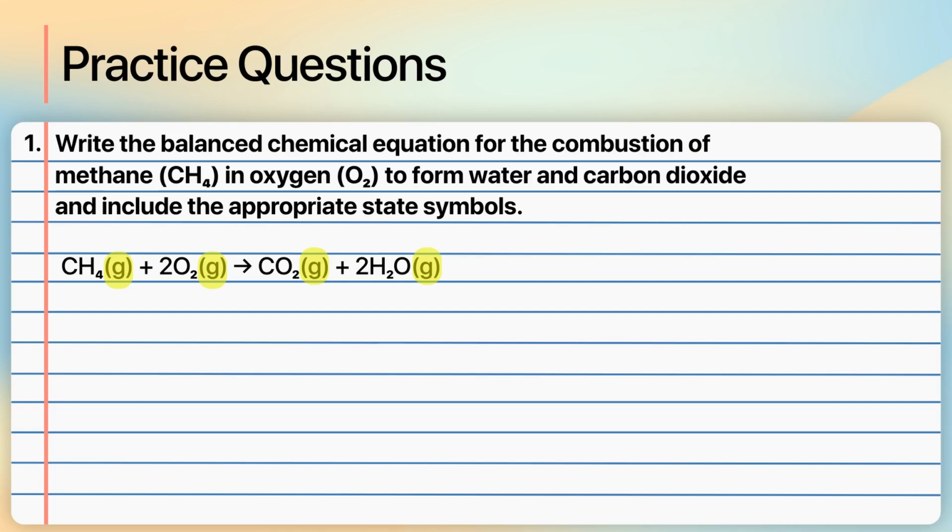If you're not sure why there is a 2 in front of the O2 and H2O in this case, then make sure to revisit the lesson earlier in the course on balancing equations.